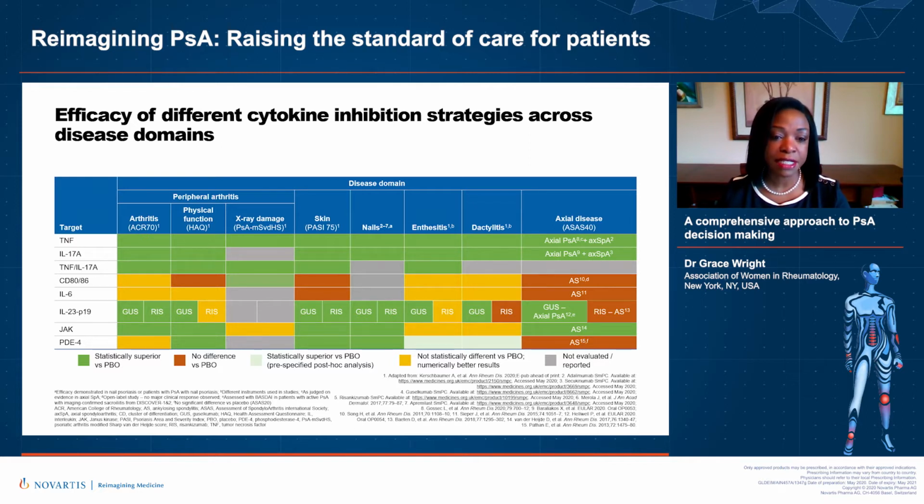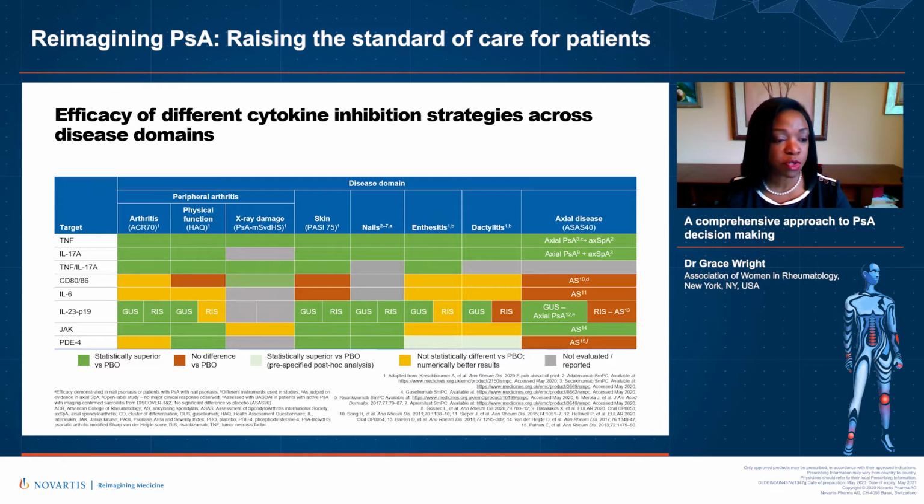And so when we look at efficacy data, we'll look at efficacy with respect to impact on arthritis using ACR70 scores, HAQ to measure physical function, and X-ray damage. With the skin, we have various scores that we can use: nails, enthesitis, dactylitis, and axial disease has its own measurement using the ASAS40.